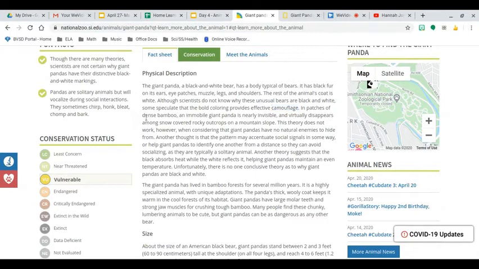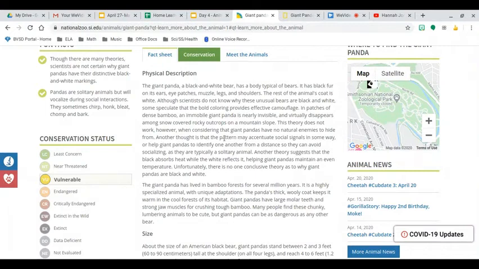In patches of dense bamboo, an immobile giant panda is nearly invisible and virtually disappears among snow-covered rocky outcrops on a mountain slope. This theory does not work, however, when considering that giant pandas have no natural enemies to hide from. So that tells me that they have no natural enemies. They're not naturally preyed on by anyone.